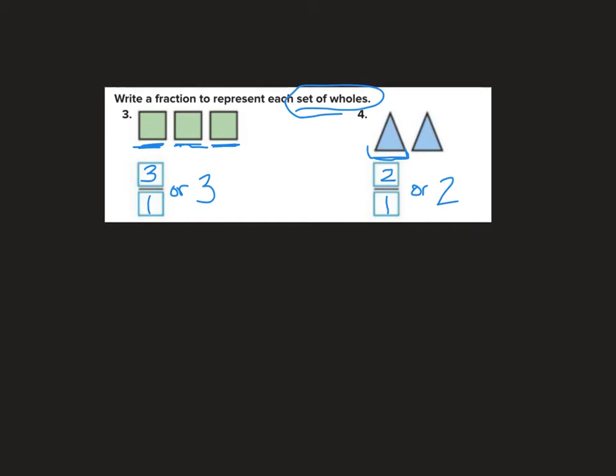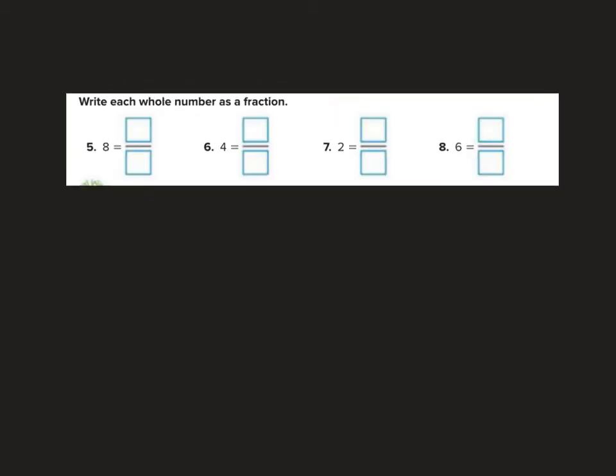All right, let's go to another one here. Write each whole number as a fraction. So this is kind of fun. So here we go. If this is a whole number and I need to write it as a fraction, I'm just going to write 8 as 8 over 1. Because I have 8 total squares colored in, and there's 1 piece for every square.